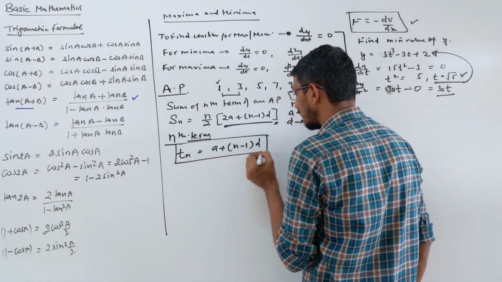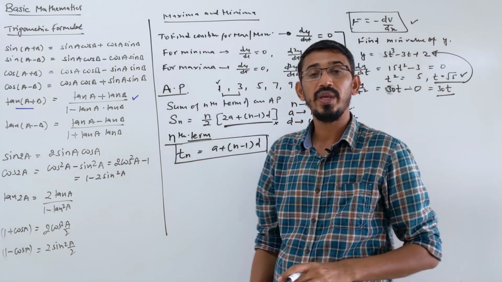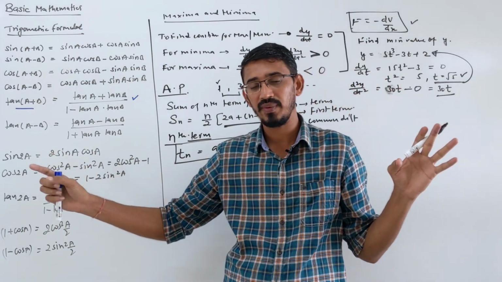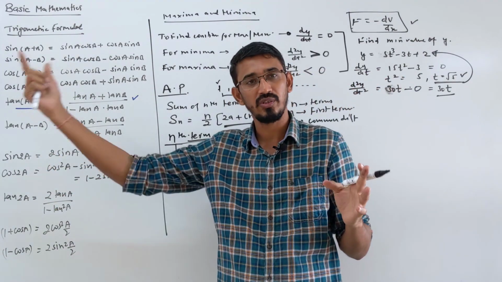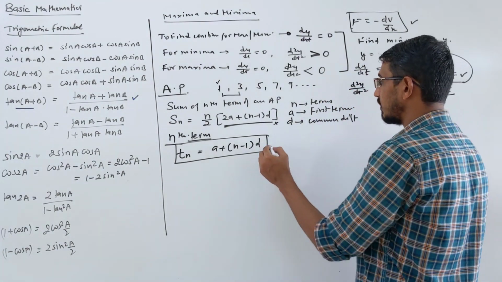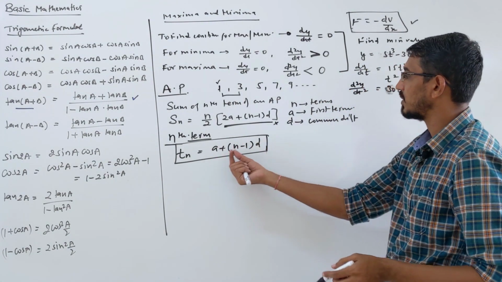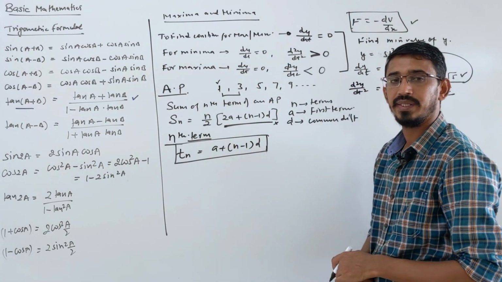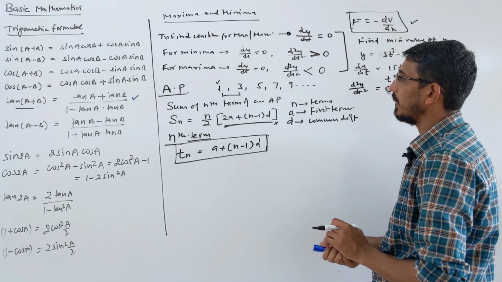This we will use very importantly in our waves topics, where there are tuning forks arranged in a line. They will ask you what the frequency of that tuning fork is, and we will use this formula there. In some other chapters we will also use it. The meaning is the same: a is the first term, n is the term we want to find, and d is the common difference.